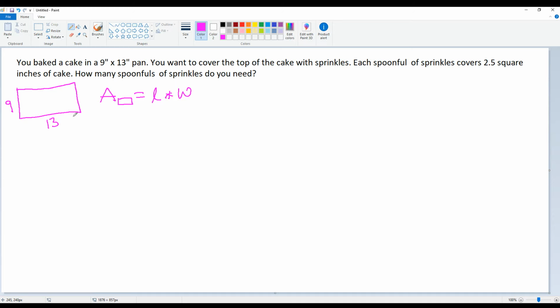Or you could say base times height, which is the same thing. So the area of this rectangle is 9 times 13, which is 117. So I have 117 square inches of cake.